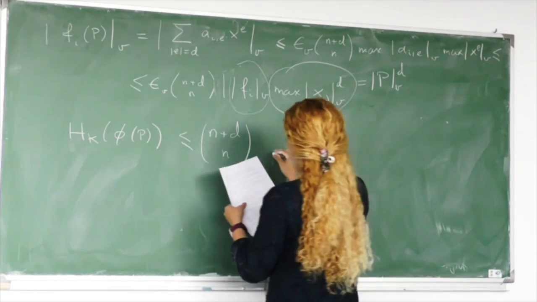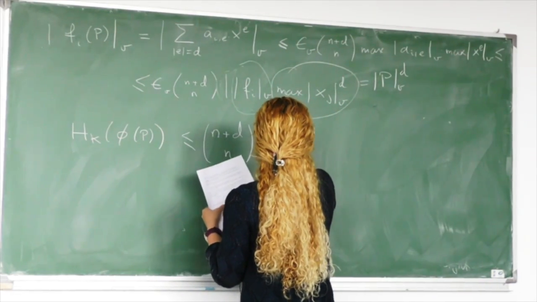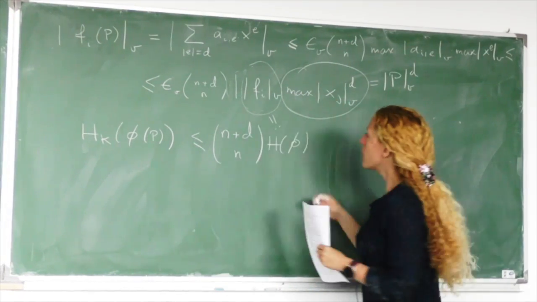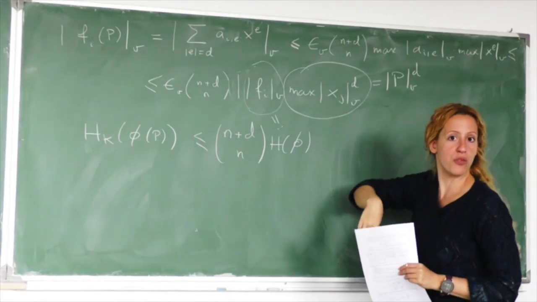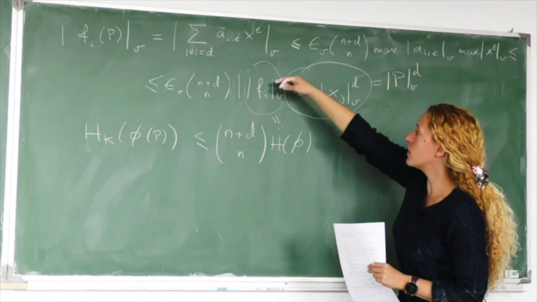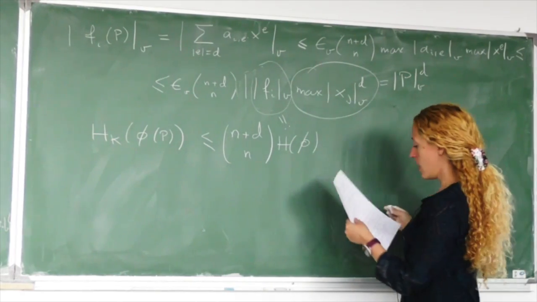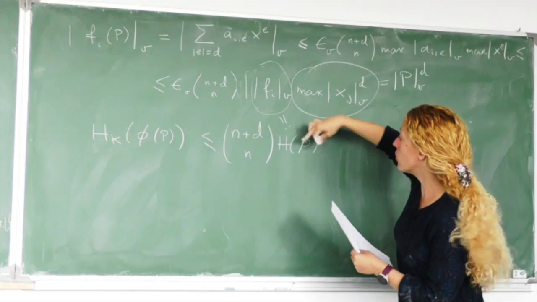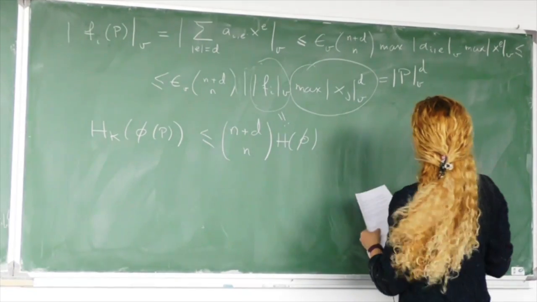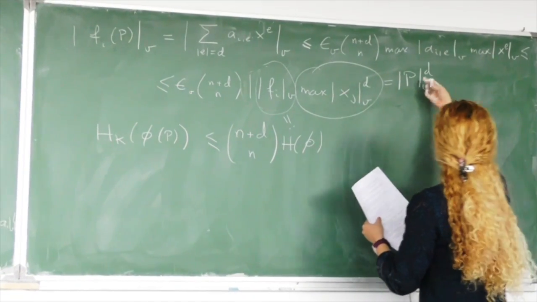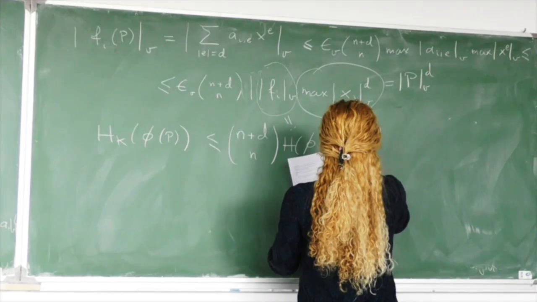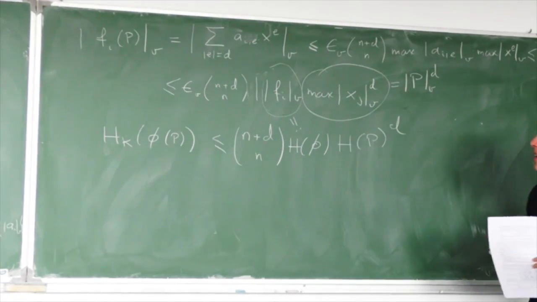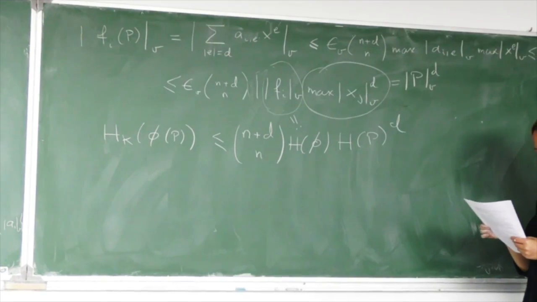And actually this thing is, by definition, the height of the morphism phi, which is related to the height of each of the coordinates. But this doesn't depend on the point. It only depends on the morphism we started with. And this is, of course, the height of the point. Okay, so we get something like this.